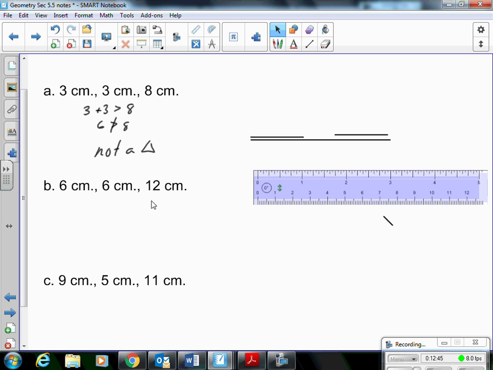So then the next one, 6 centimeters, 6 centimeters, and 12 centimeters. When we start checking these, we always add the two smallest ones together to be bigger than the biggest one, because the biggest one plus any of the small ones will be bigger than the small ones. But so 6 plus 6 would have to be greater than 12, which I get 6 plus 6, which is 12. 12 greater than 12? It's not, they're the same, right? So that one doesn't work, so this one is also not a triangle.